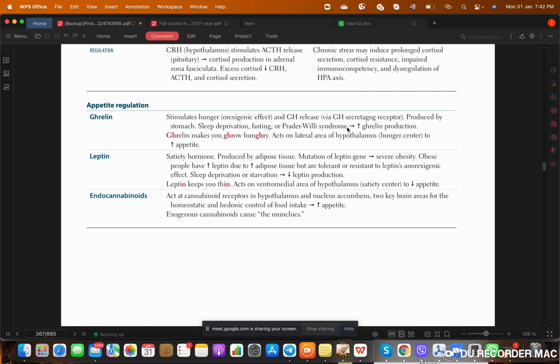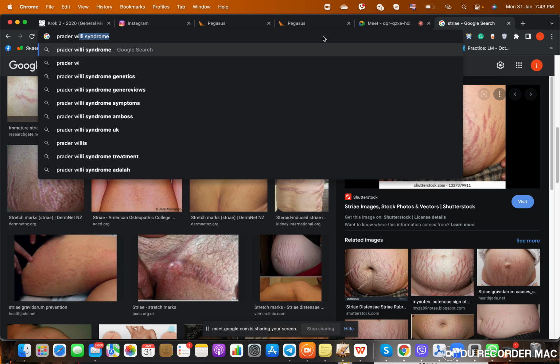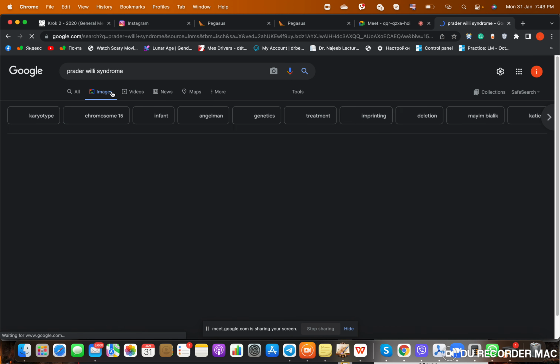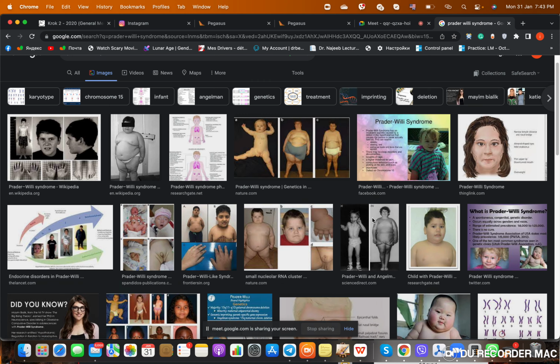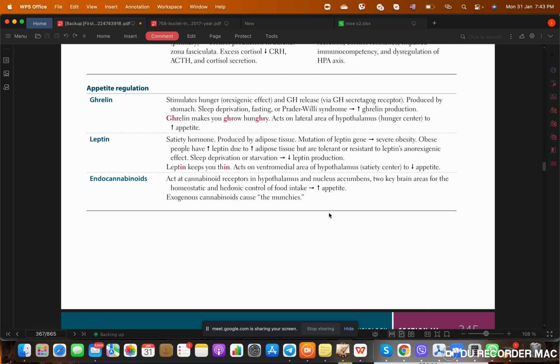So let's take a look at a patient with a humongous amount of ghrelin, a Prader-Willi patient. Prader-Willi is a microdeletion at chromosome 15. These patients will be quite obese and they will not live for long. The next thing, ghrelin makes you grow hungry. It acts at the lateral areas of the hypothalamus, which is the hunger center, which increases the appetite. And we will learn about this more during neurology.